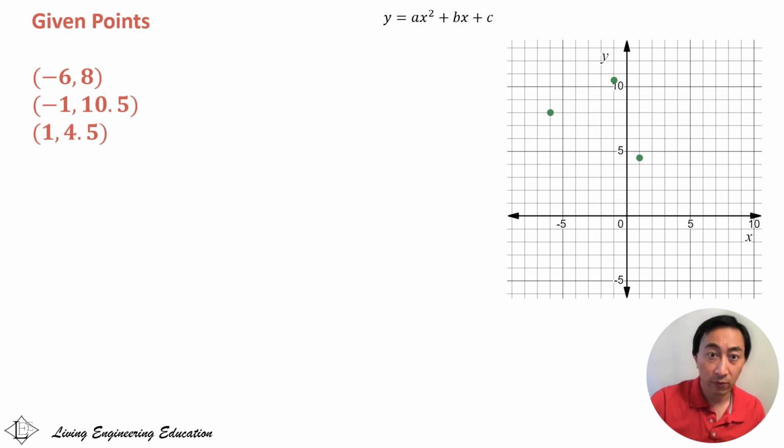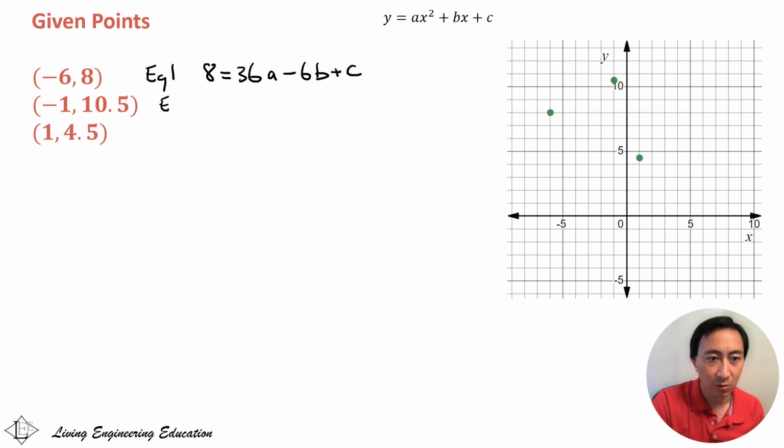Okay. So hopefully you had a chance to work through the problem. I'm going to walk through it with you now. So I'm going to do it a little quicker. So equation 1, I'm going to set up with 8 as my y1 and 36 for my x1 squared times a. And then b times x is b times -6, so -6b plus c.